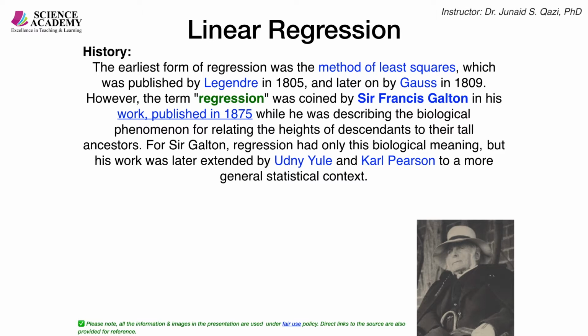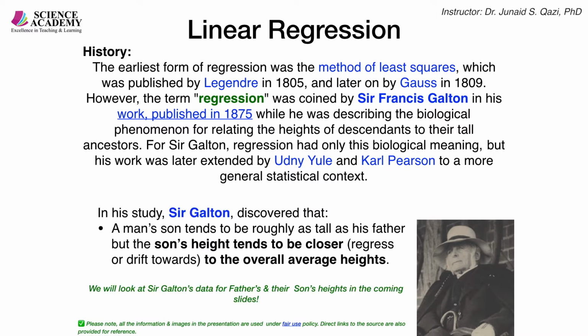He was actually describing the biological phenomena for relating the heights of descendants to their tall ancestors. For him, regression had only the biological meaning, but his work was later extended by his students to a more general statistical context. In his study, Galton discovered that a man's son tends to be roughly as tall as his father, but the son's height tends to be closer to, or regress or drift towards, the overall average height.